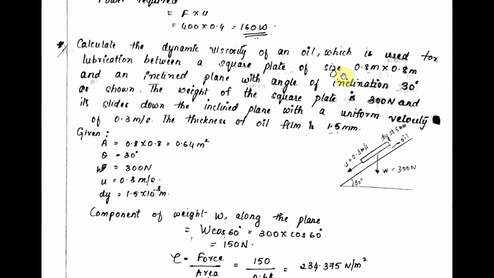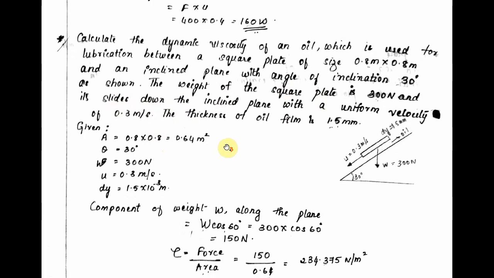square plate of size 0.8 meters by 0.8 meters and an inclined plate with an angle of inclination of 30 degrees, as shown. The weight of the square plate is 300 Newton, and it slides down the inclined plane with a uniform velocity of 0.3 meters per second. The thickness of the oil film is 1.5 mm.